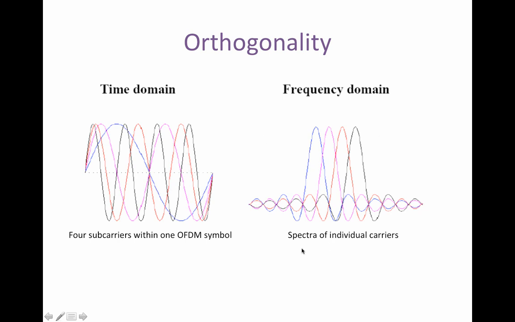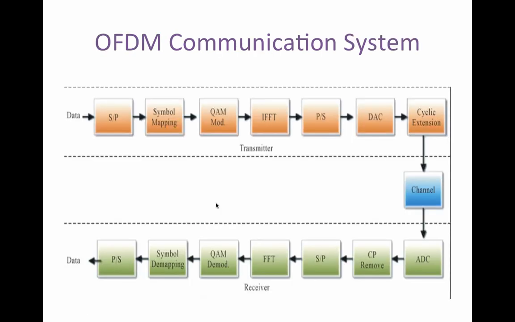Similarly, we can show the spectra of individual carriers in the frequency domain. So the main concept in OFDM, as I said, is orthogonality. In OFDM, the sidebands of the individual carriers overlap, but the signals can still be received without adjacent carrier interference. So let's talk about the OFDM communication system.